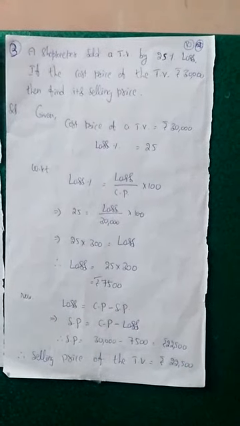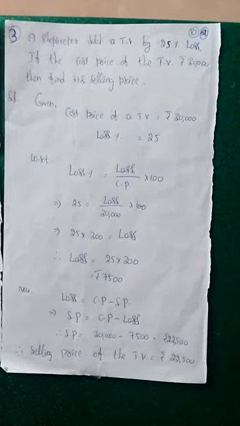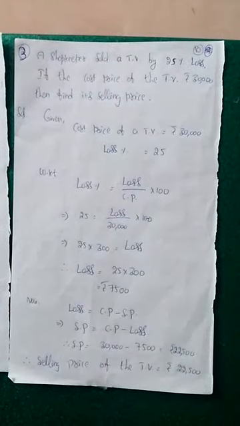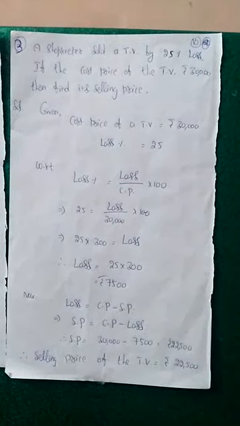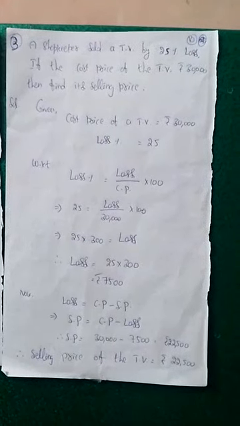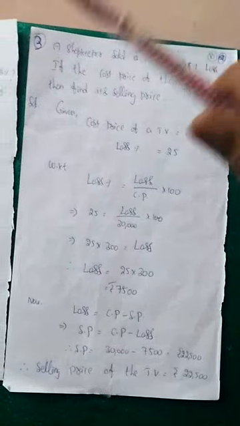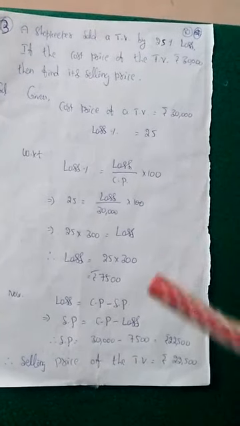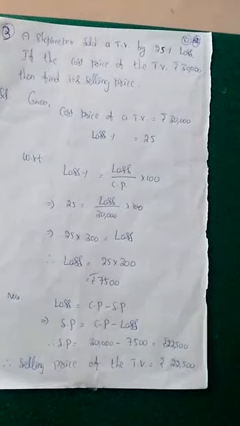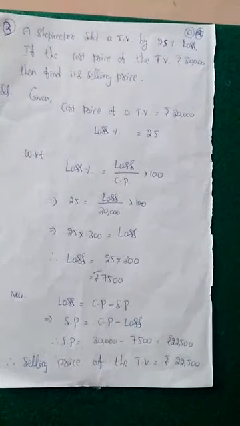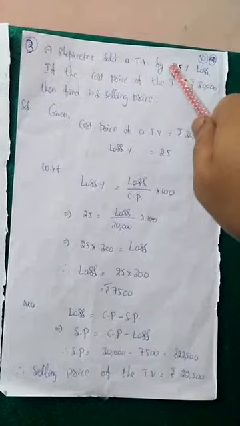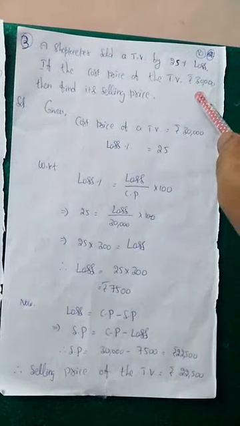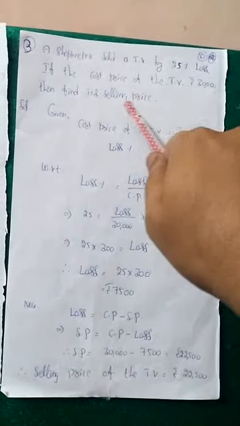And one more problem. See the problem. A shopkeeper sold a TV, that means television, at 25% loss. If the cost price of the television is 30,000 rupees, then find its selling price. So this problem is given reversely. The previous problem gave selling price and cost price and asked us to find whether loss or profit, or loss percentage or profit percentage. But here, differently, loss percentage and cost price of the television, 30,000, are given, asking us to find its selling price.